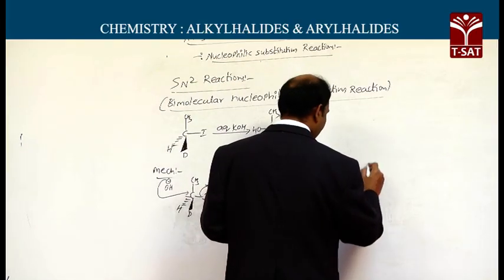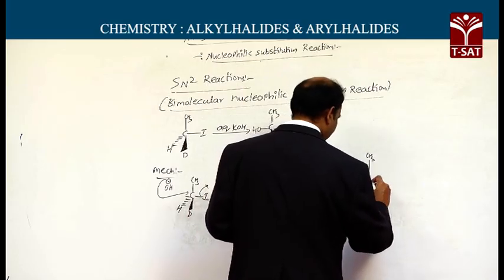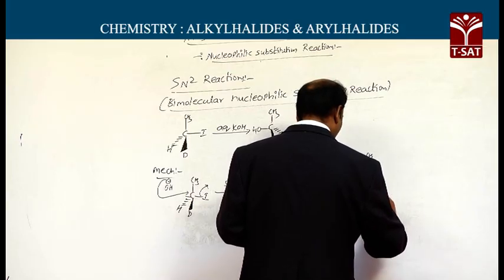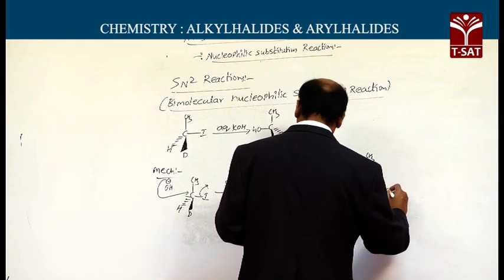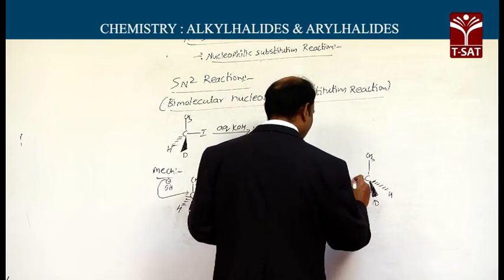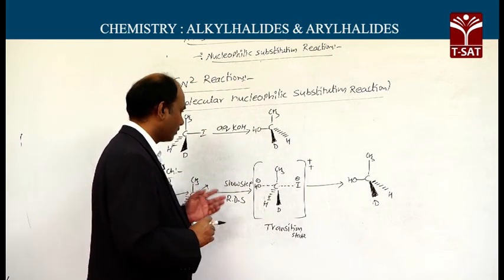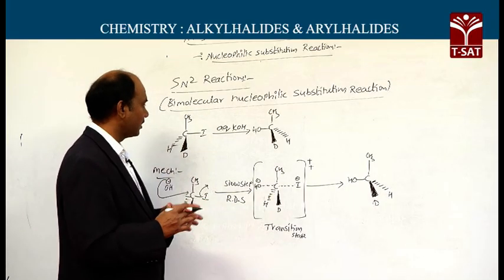And what happens here? In this one, this is CH3, this is deuterium above the plane, and this is hydrogen below the plane. Here it is OH. So it is totally vertical, that is, the molecule is totally inverted. That means inversion takes place.